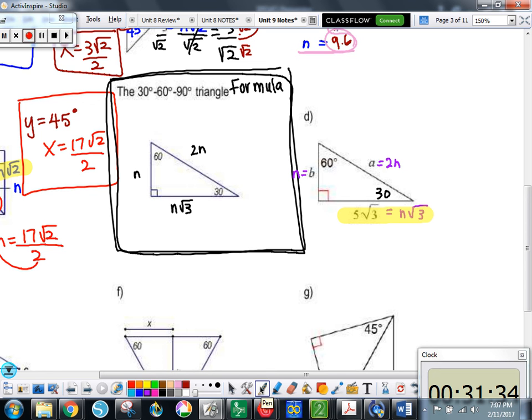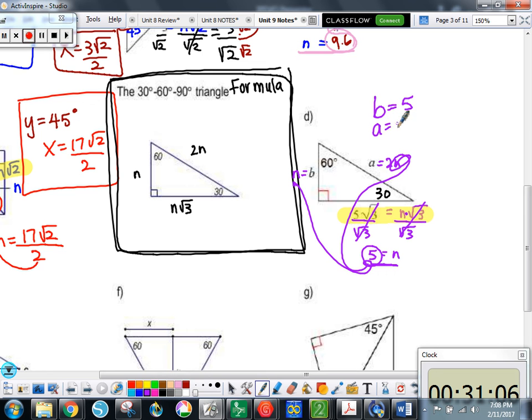So I have to solve this equation for n. n is connected by a multiply, so let's divide both sides by the square root of 3. On the right, you're left with n. On the left, the square roots cancel, and n equals 5. So this is not our answer, but it helps us get our answer. If n equals 5, we can take this and substitute it right here. That means b equals 5. Take it and substitute it right here. That means a equals 2 times 5, which is 10.